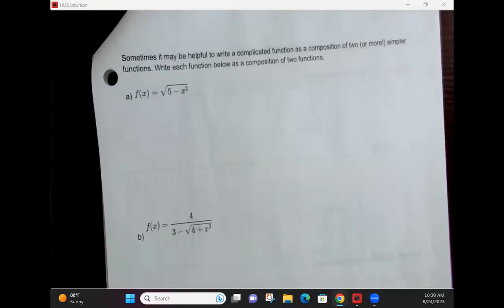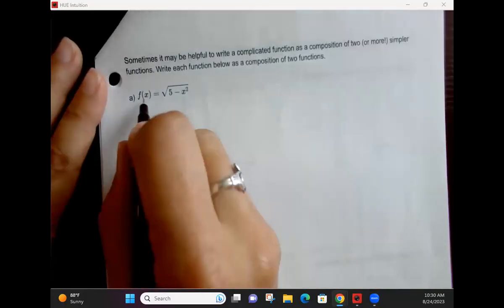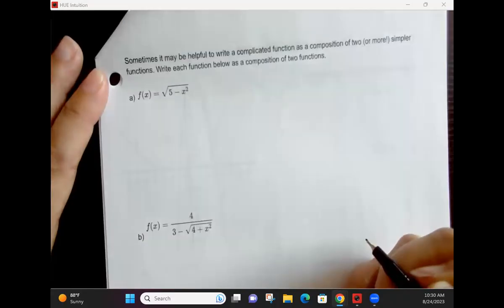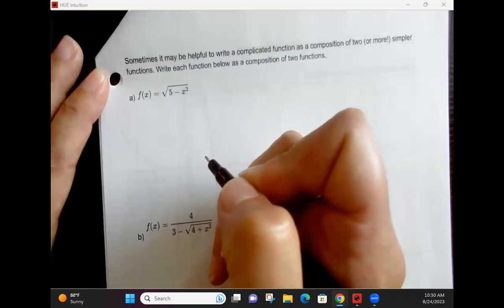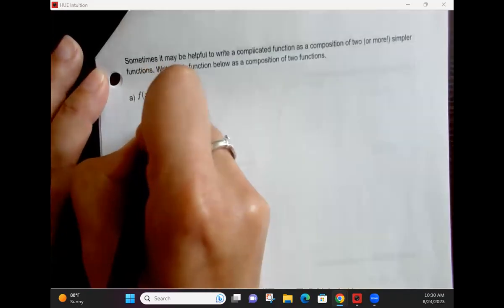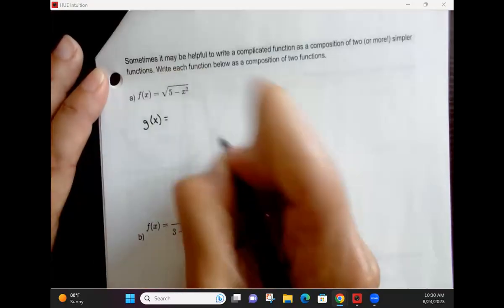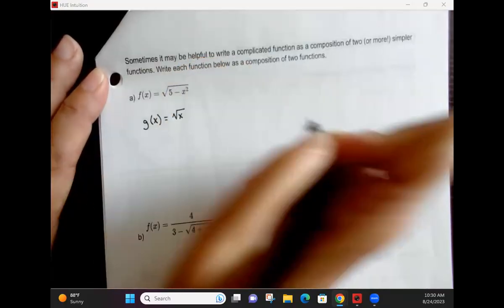I can also decompose functions. So I can take a function that is maybe a little more complex and write it as a composition of two usually simpler functions. So here's what this could look like. And there's more than one way that you can do this for the functions that I'm going to give you, but here's what this could look like. So let's say this is my function f of x. Okay, I've got the square root of 5 minus x squared. I could write a function g of x that is just the square root of x.